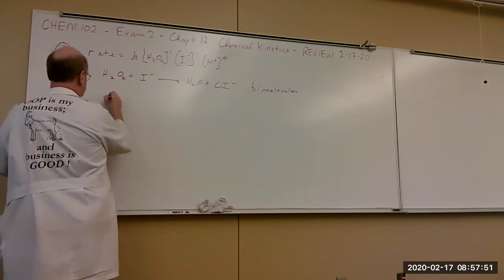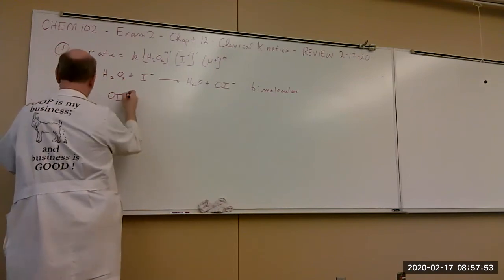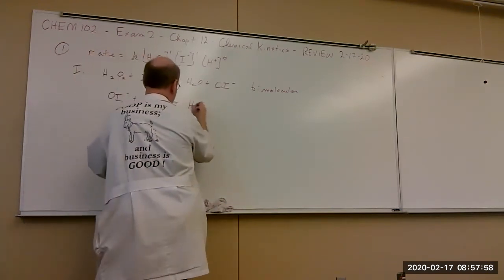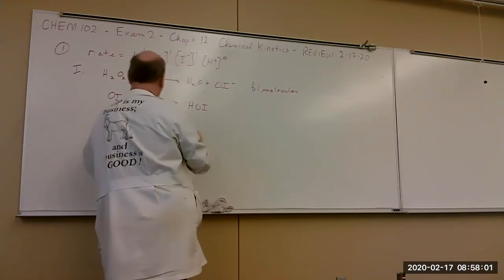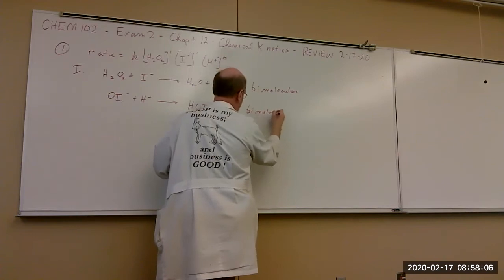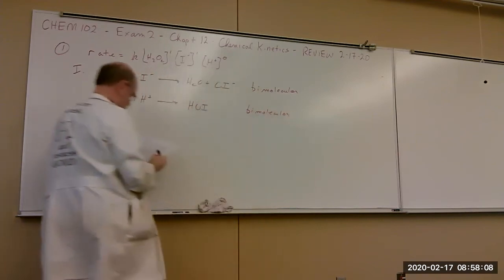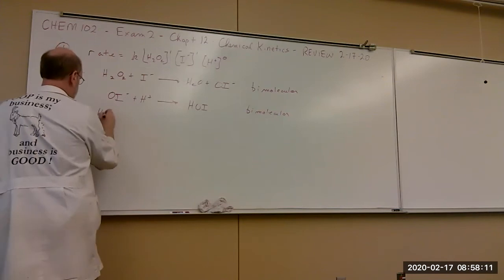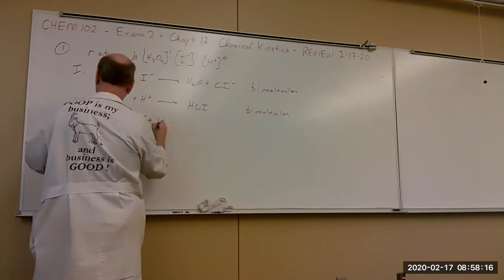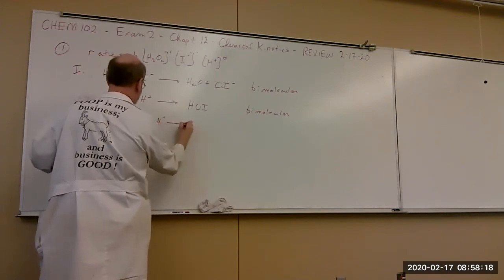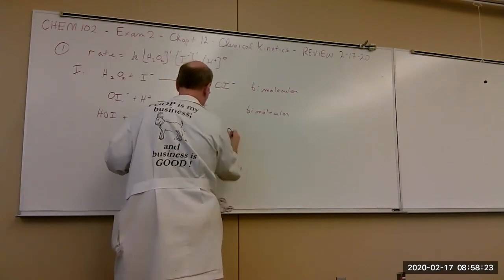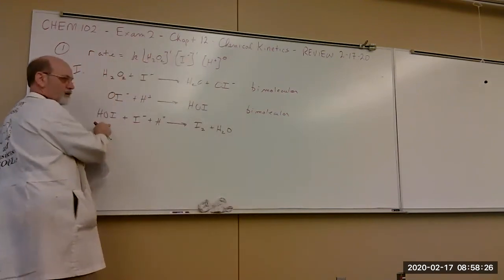The second step takes that intermediate and reacts it with this one to form HOI. Right? This one is also bimolecular. Right? This one, HOI plus I plus H, yields these two products. This is termolecular.